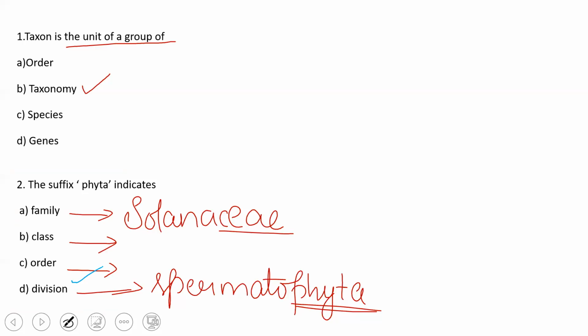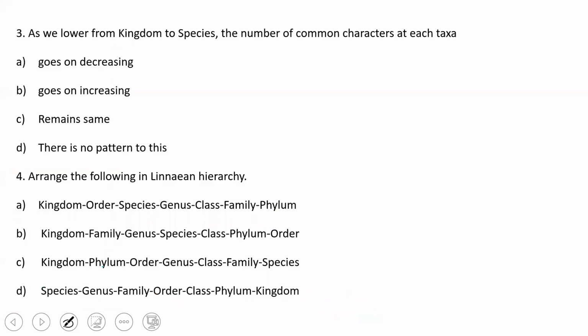Going ahead with the next question. As we go from kingdom to species, the number of common characters at each taxa, whether it goes on decreasing, increasing, or remains the same. There is no pattern to this. Of course, there is a pattern, which will be followed by all taxonomists in order to write them in a systematic manner. But as we look into the common characters at each taxa, you know that it will go on varying. How does it vary? Whether it will decrease or increase.